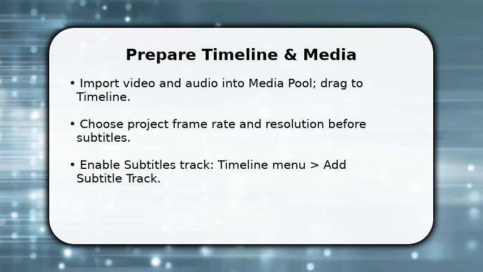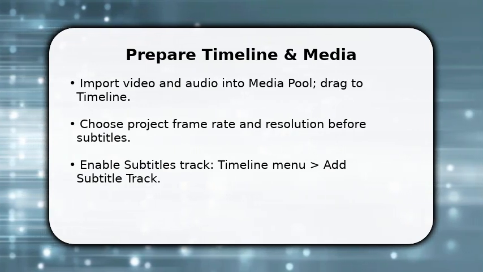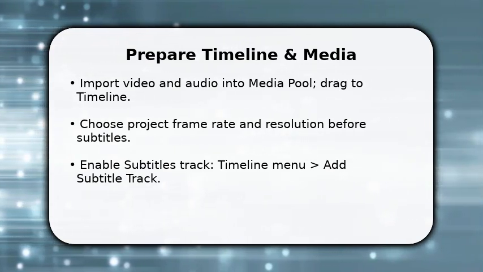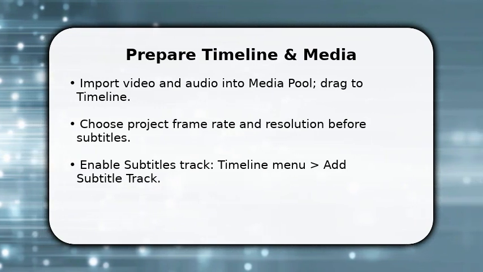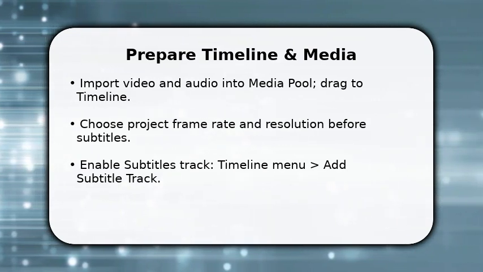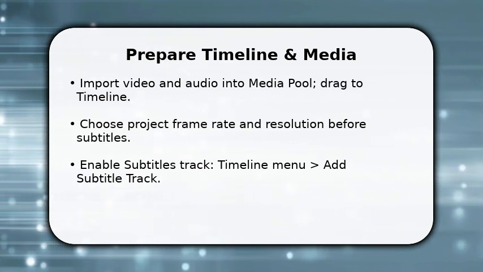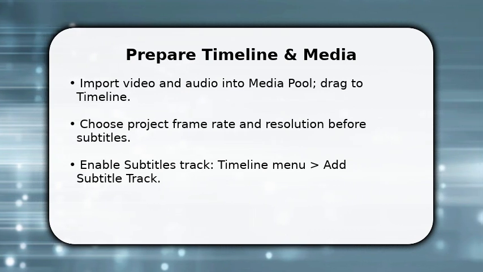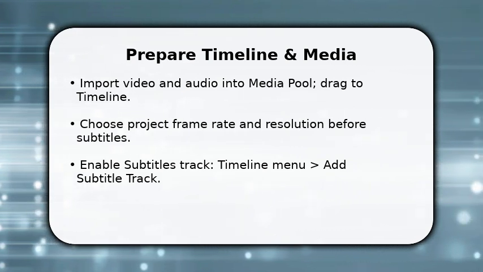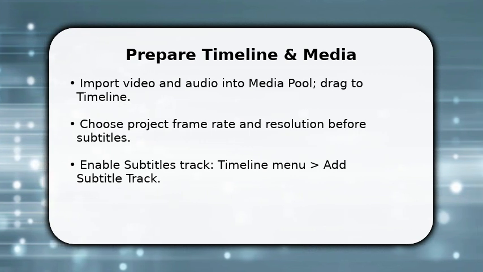You've already imported your footage, so start by placing the clip on the timeline and setting the project frame rate to match the source. This prevents timing drift. Next, enable a subtitle track from the timeline menu so captions are editable as native tracks. Make sure audio is synced and muted if you'll preview only visuals.